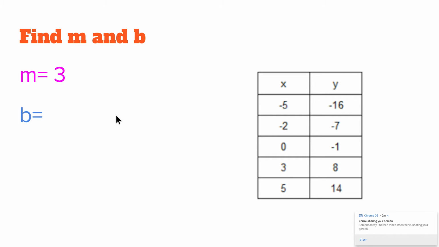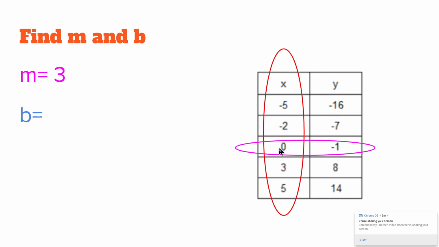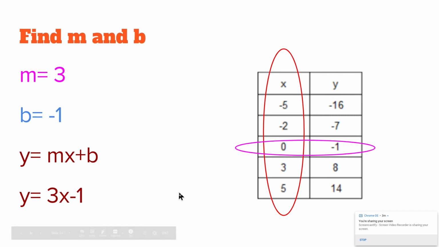Now we have to find our y-intercept. Finding the y-intercept is fairly easy on this. We look down our x-axis and we find a 0. Then we look across and see what the number is. So down the x, we find our 0. Then we look across and find what the y is. So when x is 0, y is negative 1. So our y-intercept for this one would be negative 1. Now we're going to put that into slope-intercept form. y equals mx plus b. So bring our 3 down and put it in for the m. y equals 3x. And then we're going to have negative 1 for b. So we would write that as minus 1.